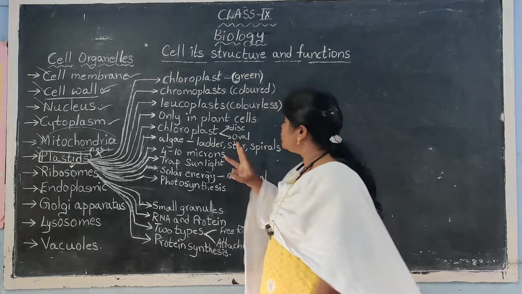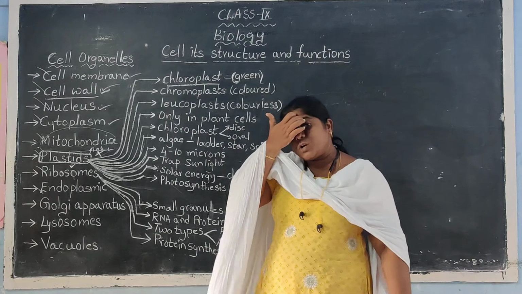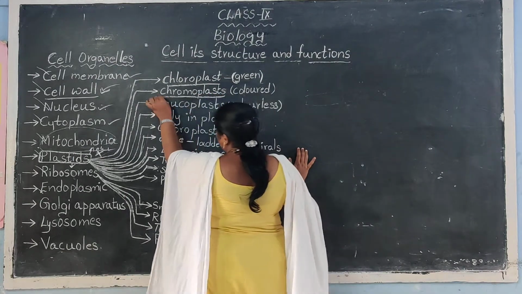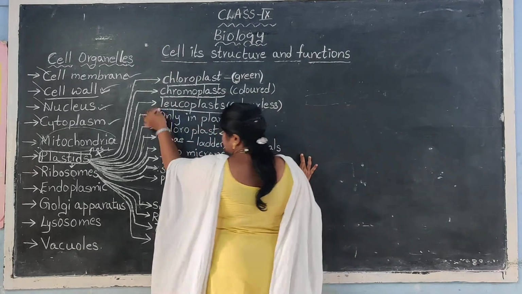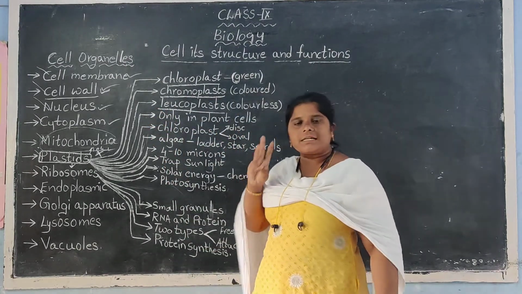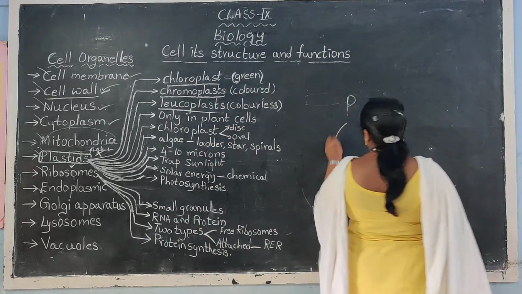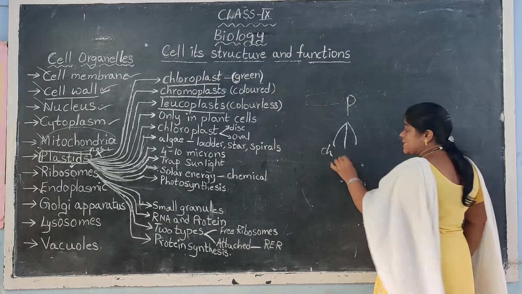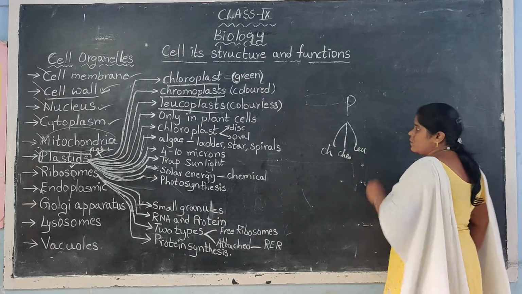The first one is chloroplast. The second one is chromoplast. And the third one is leucoplast. So plastids are classified into three types: first chloroplast, second chromoplast, and third leucoplast.